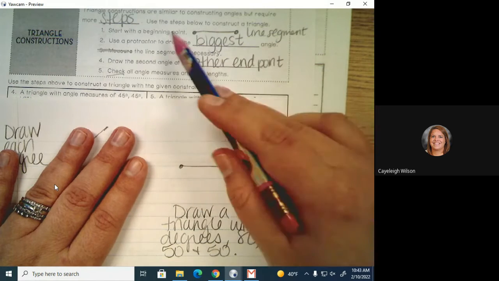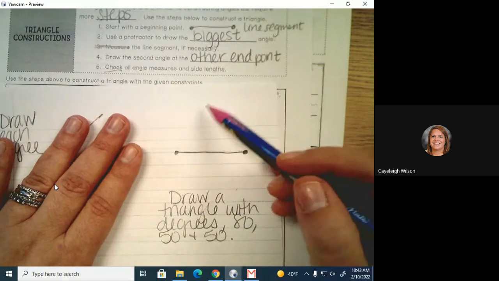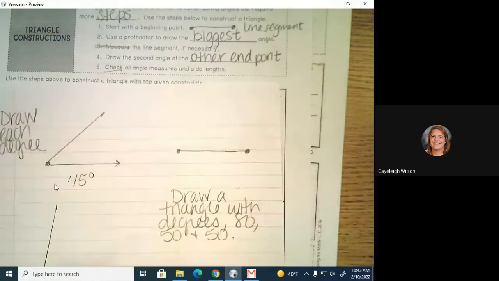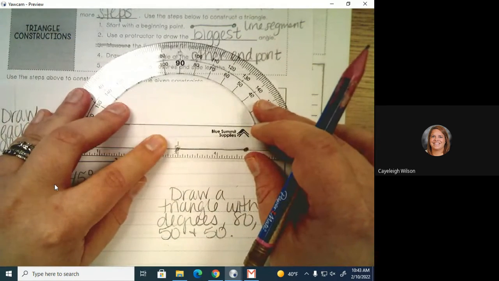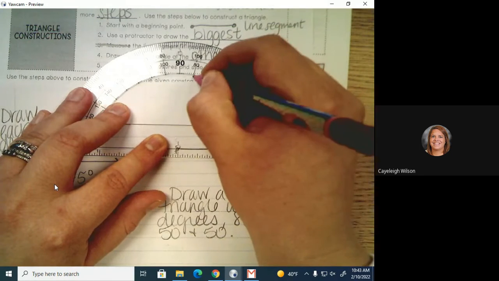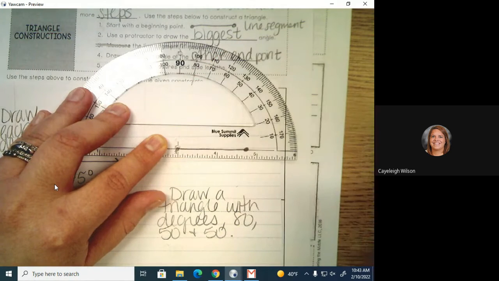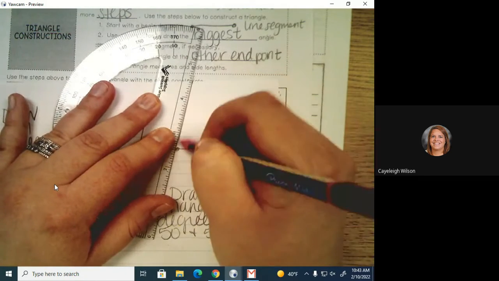So step 1 says to draw a line segment. I drew a line segment. Next, it says use your protractor to draw the biggest angle. So what's the biggest angle out of 80, 50, and 50? 80. So I'm going to take my protractor, put the hole on the first dot, and line up my line there. We're looking at the board. And I'm going to draw an 80-degree angle. So there's my 80, and I'm going to connect it. This is like we did on the other side.